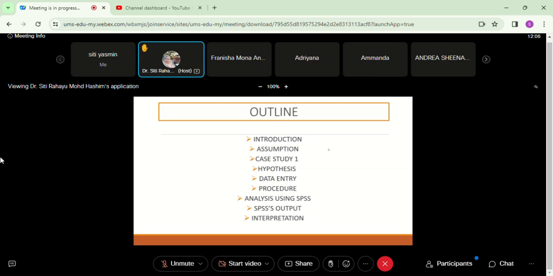So we will look at the assumptions for the Anova for dependent sample, and then I will go straight to the case study. I only give you one case study, and how we write the hypothesis statement, and then how we should enter and record our data in data view, and then we will go through the procedure step by step on how to analyze it using SPSS. Then we will look at all the SPSS output available from the viewer, and how to interpret the outputs.